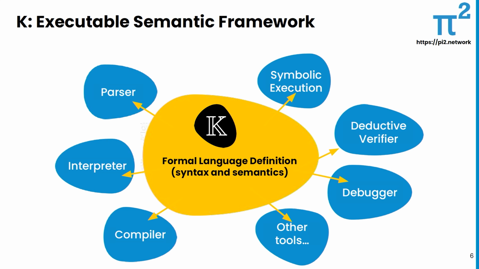The idea is pretty simple. You can define language semantics, and by defining the language semantics, you automatically get different kinds of tools. You can do symbolic execution, deductive verification, you can have a parser, interpreter, compilers, and other tools. The good thing about language semantics is that it's pretty easy to define and test.